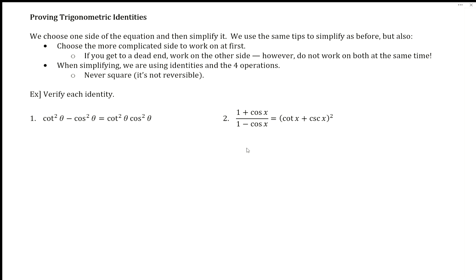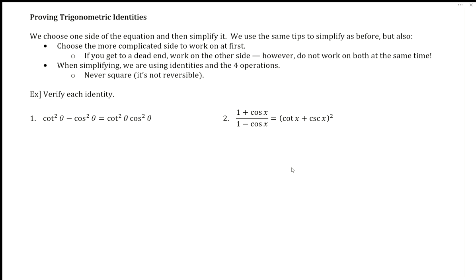So to prove an identity or to verify an identity, they use those two phrases most of the time, it really is just a simplified problem. You're going to choose one side and simplify it as far as you can, and then hopefully it looks like the other side. If it doesn't, then choose the other side and simplify as far as you can.